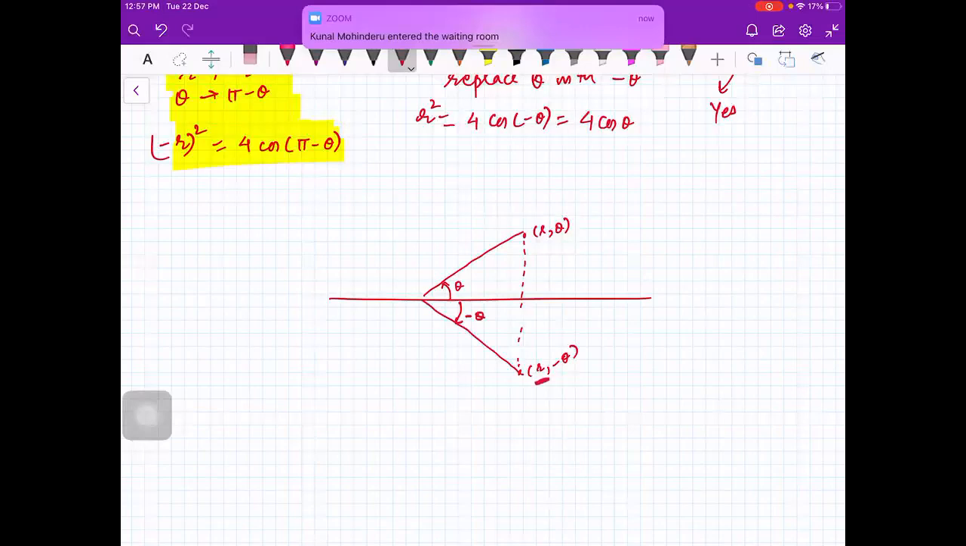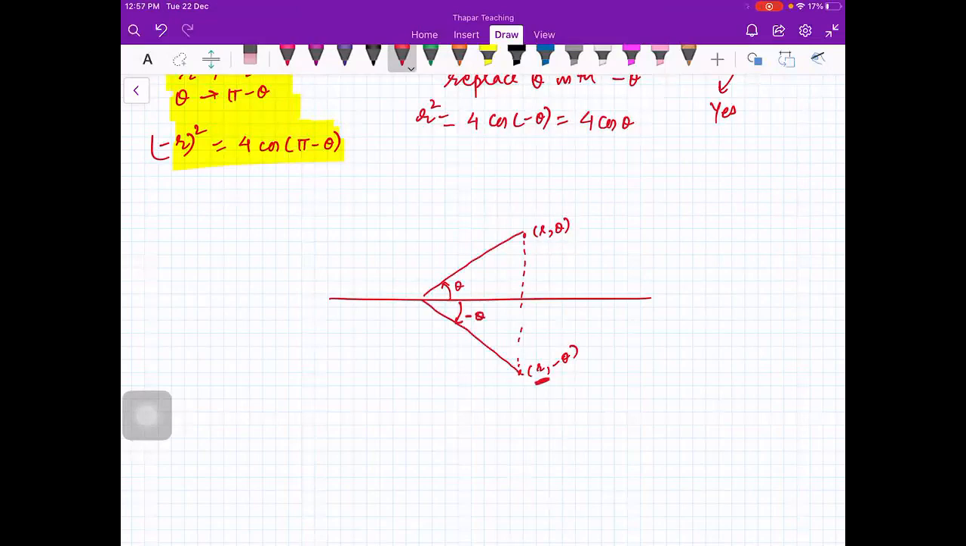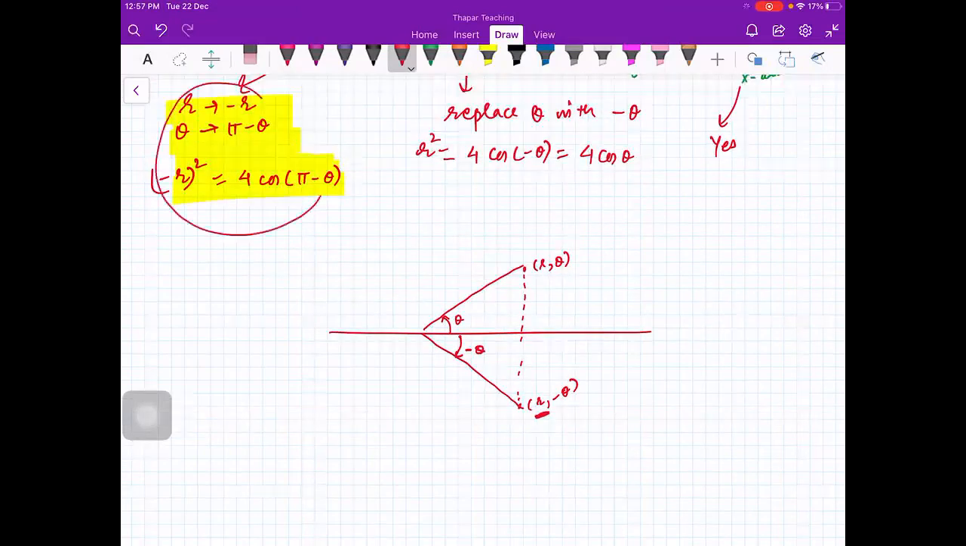Okay. I think time is up, beta, because the next class students are coming. So tomorrow we will continue our discussion from here. First of all, we will clear this point and then we will move to symmetry about the y-axis.